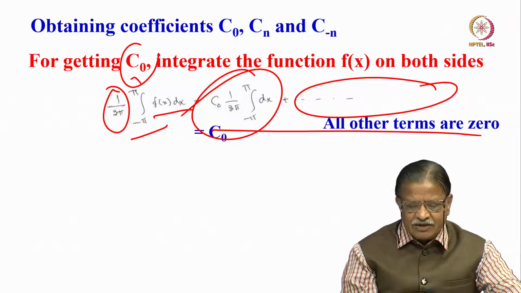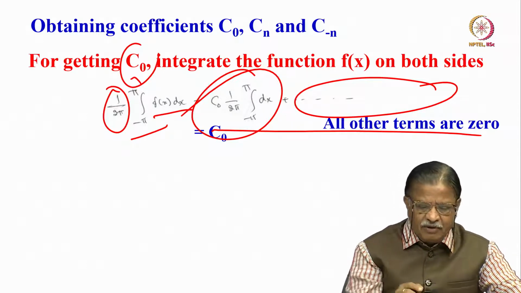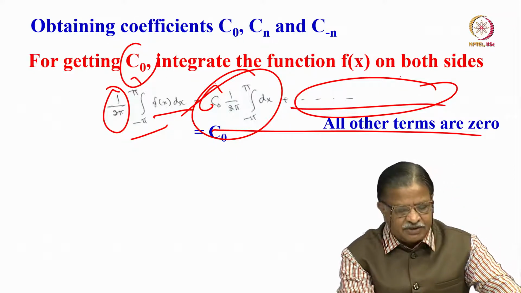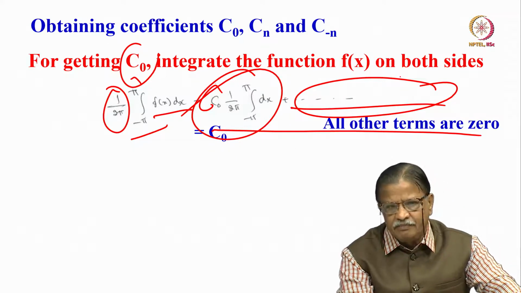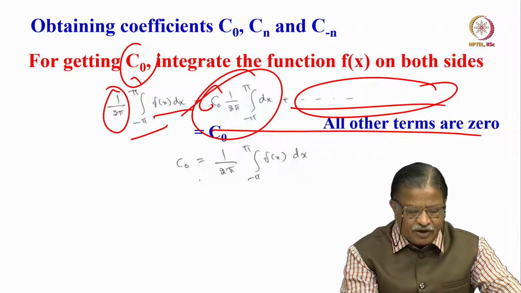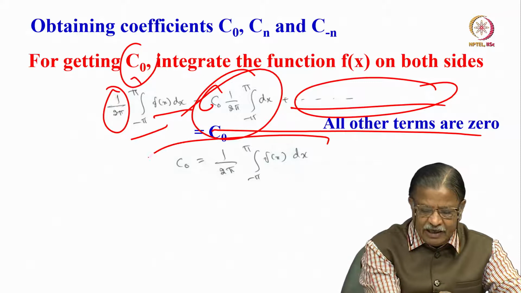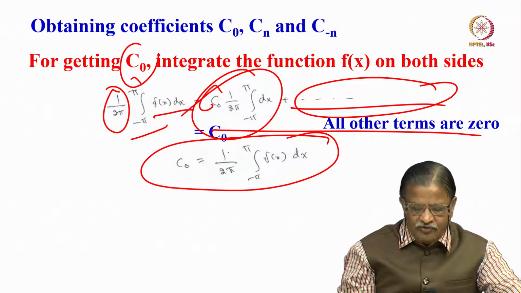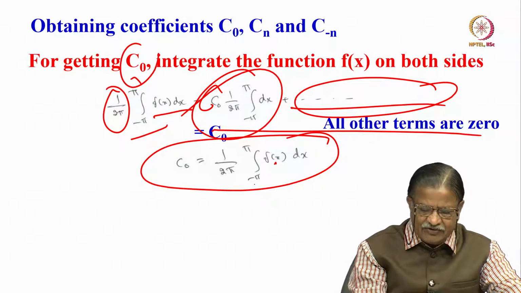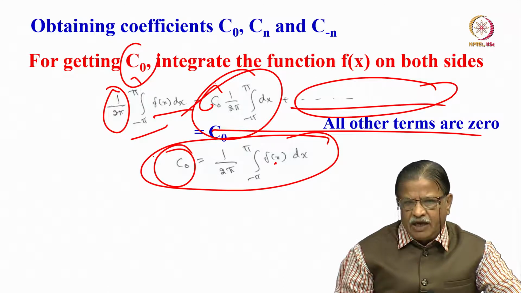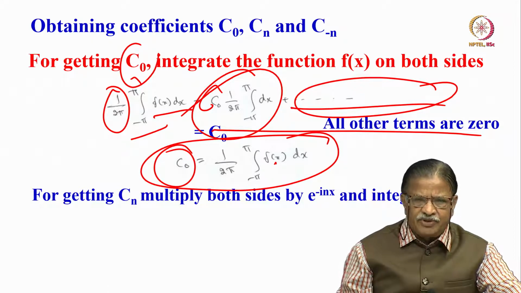This is called C0. So C0 survives, and all other terms go to 0 when I integrate this function f(x) on both sides from minus pi to plus pi, which are the integral limits. So C0 I can write as C0 equal to 1 over 2 pi times the integral of f(x) dx. This is the expression for C0. So if I know f(x) and integrate that function from minus pi to plus pi, I can calculate C0. I can find out the coefficient C0.